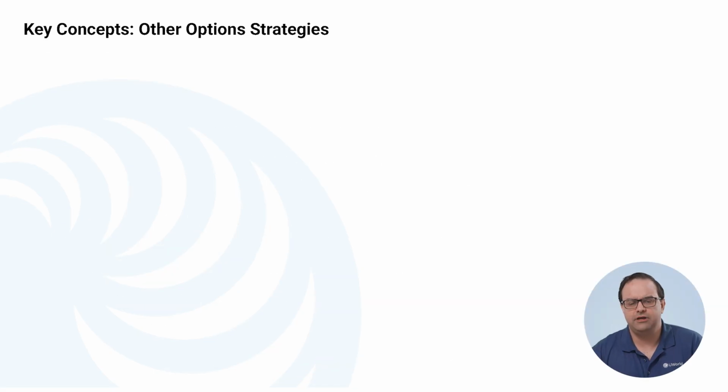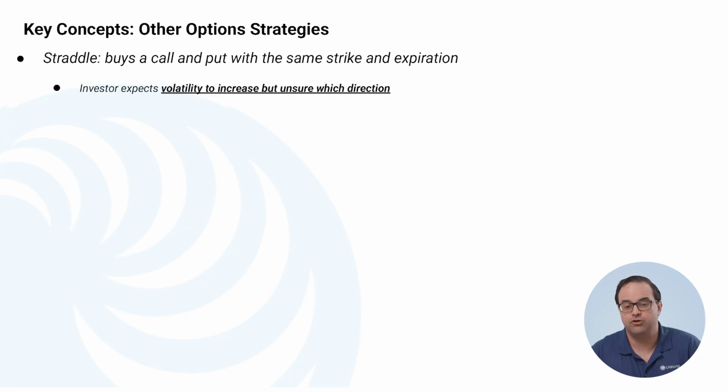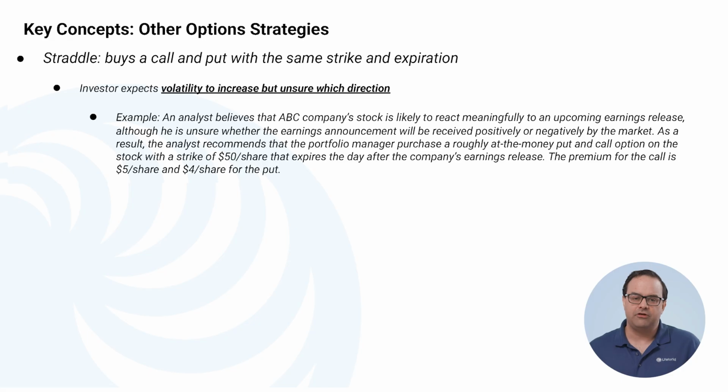Another option strategy is known as a straddle. This is an investor who is betting on volatility if they are long a straddle. This involves buying a call and a put option at the same strike with the same expiration. This trader is implying that they expect volatility to increase beyond what's currently priced in, although not sure of which direction. And an example of this could be an analyst that believes the company stock is likely to react either significantly to the upside or downside following an upcoming critical earnings release.